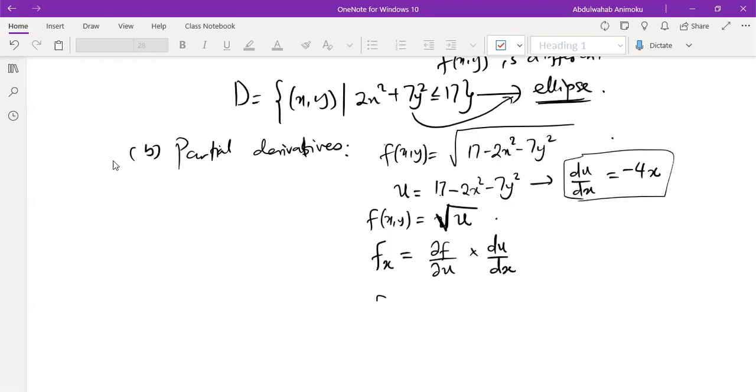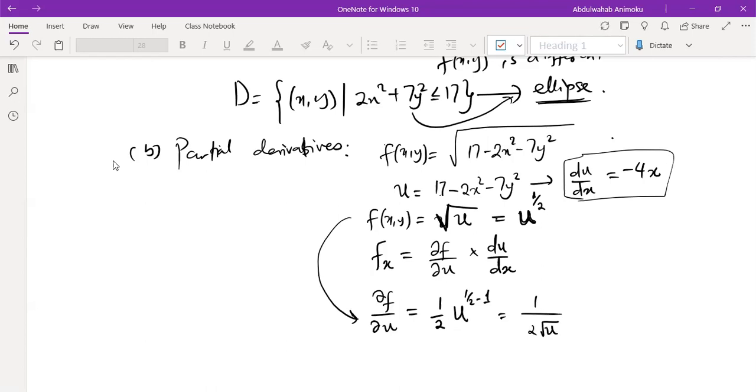Now, what about the del f del u? What would that be? The derivative of this function. This is a polynomial function, not a polynomial per se, but it's a polynomial of fractional powers, right? So how do we find the derivative of this? It is basically how we find the derivative of polynomials, which is 1 over 2 u raised to power 1 over 2 minus 1. Okay, so that will give us 1 over 2 square root of u. Now, if you simplify this, this is what you have.